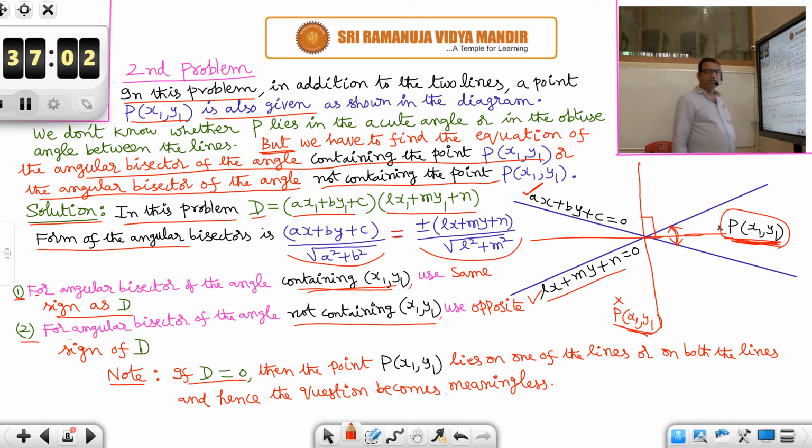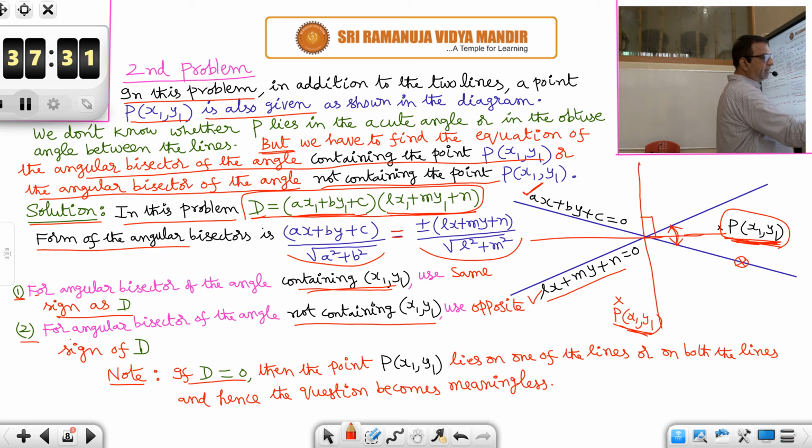Now what happens if D is equal to 0? Which sign is to be used? 0 has no sign. So which sign is to be used? The problem becomes meaningless. How? What is D? D is equal to 0 means either ax1 plus by1 plus c is equal to 0, or lx1 plus my1 plus n is equal to 0, or both of them are 0. If ax1 plus by1 plus c is equal to 0, it means the given point x1, y1 is on the first line.